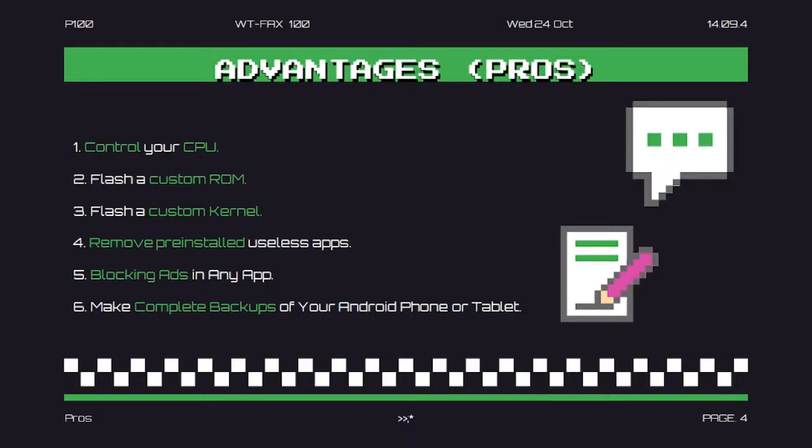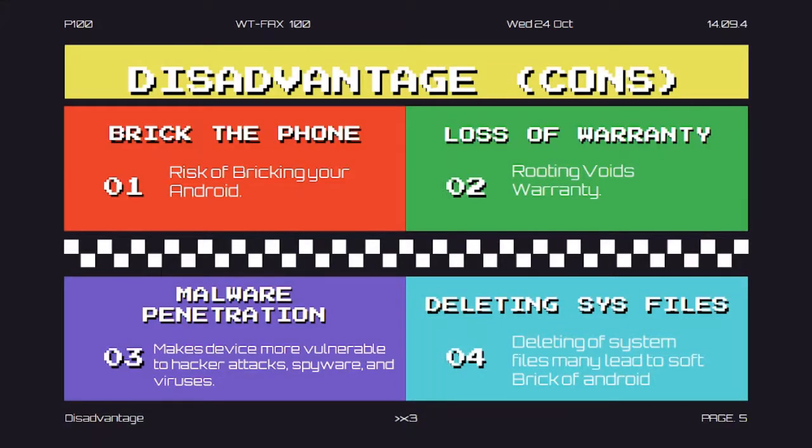Next, it lets you make complete backups of your Android phone or tablet. You can use TWRP to make a backup of your Android phone or tablet, and hence you can protect your data. So next, what are the disadvantages?